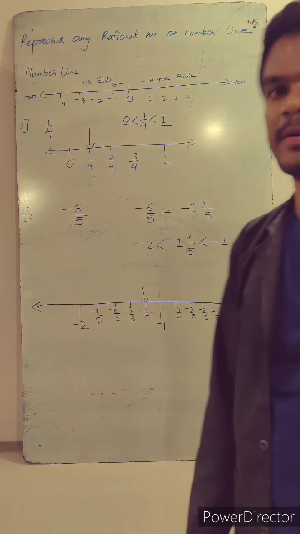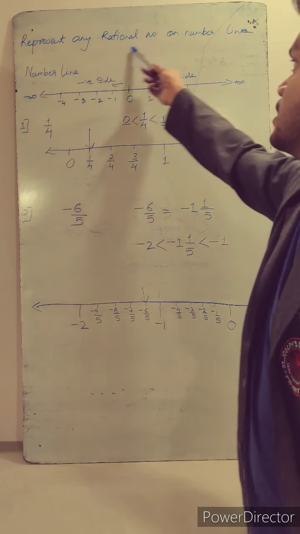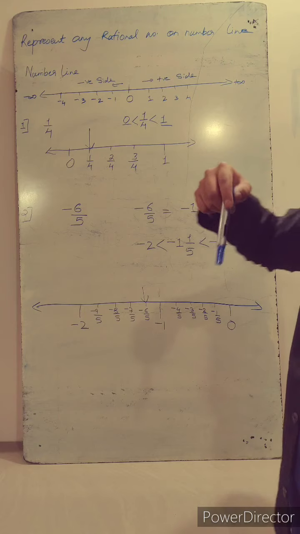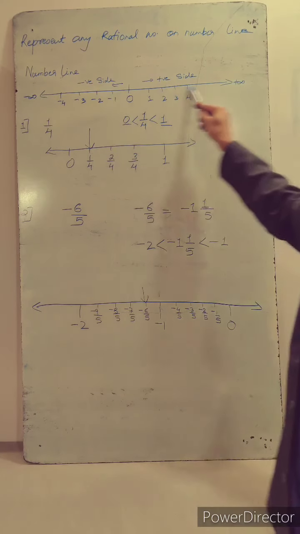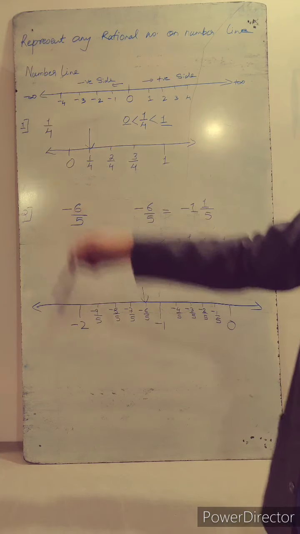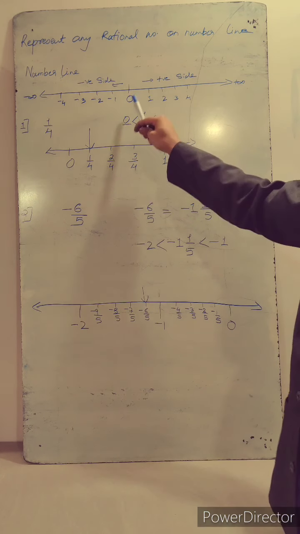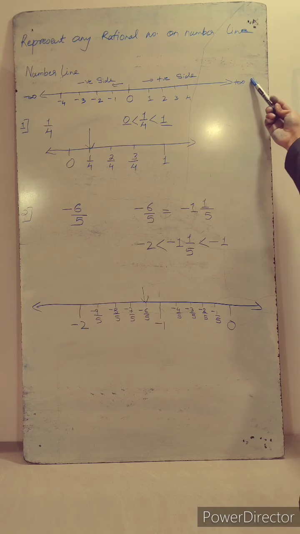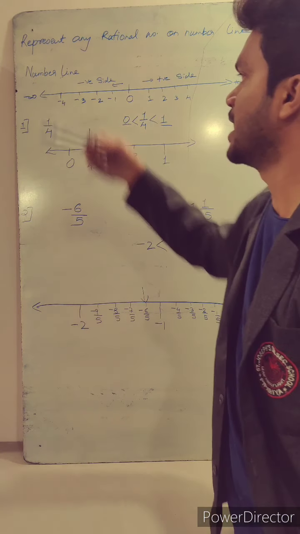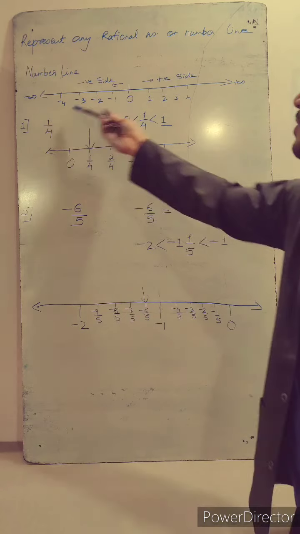Now the next part of the chapter is how to represent any number on number line. Now the first question is, what is a number line? A number line is a straight path where numbers are marked at equal intervals. 0 lies at the exact center of the number line. To the right we have positive numbers. To the left of 0 we have negative numbers, as you can see here.